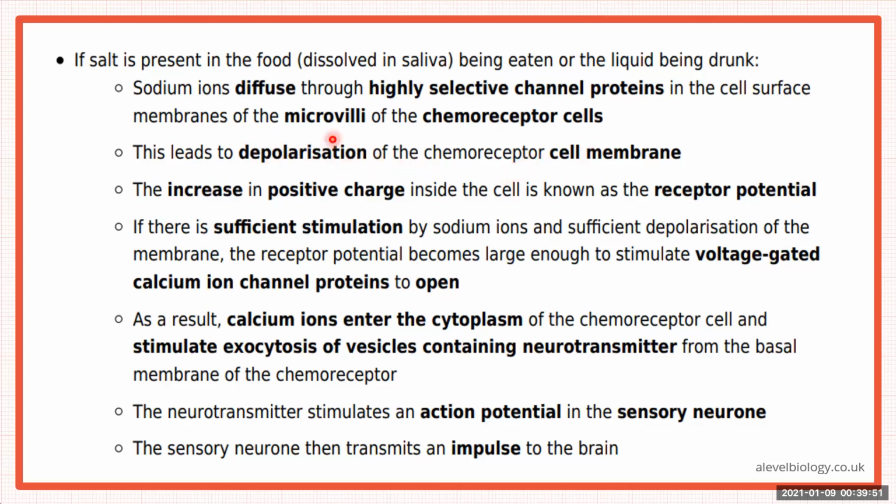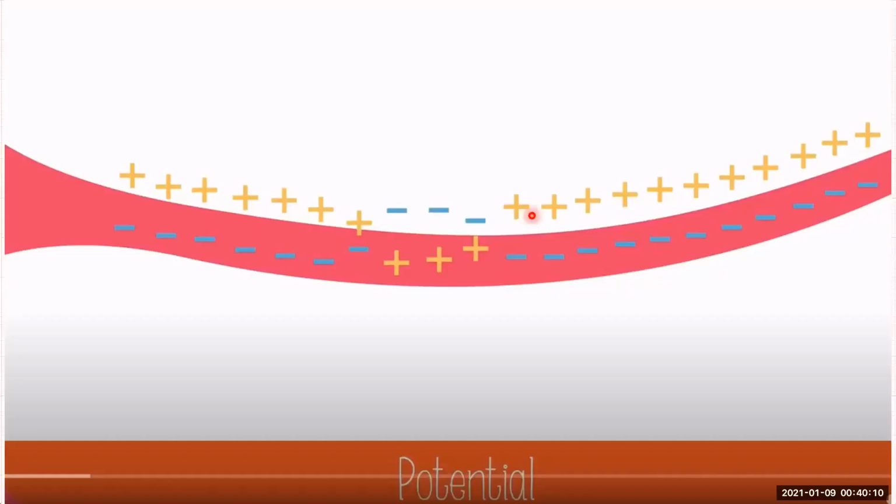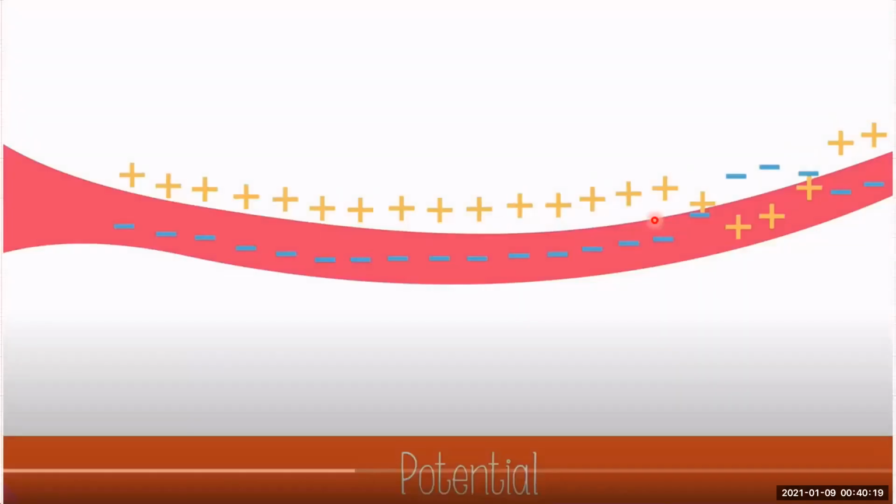Because of the sodium ion diffusion, this leads to depolarization of the chemoreceptor cell membrane. Now, when we talk about depolarization, we're talking about this, right? These charges will actually change places. So this will be a flow of charges here. Positive ions will move in, negative charges will move out, right? This is what is causing depolarization. This is what is generating an action potential.